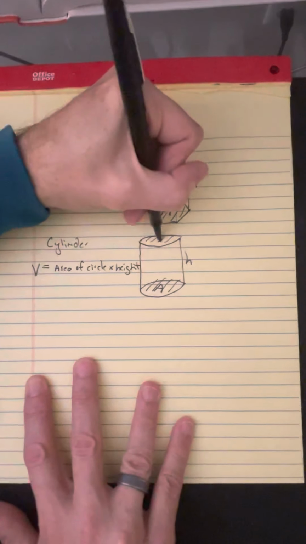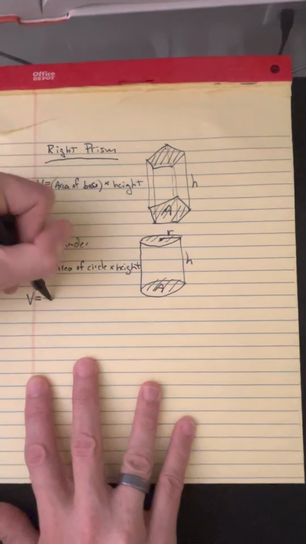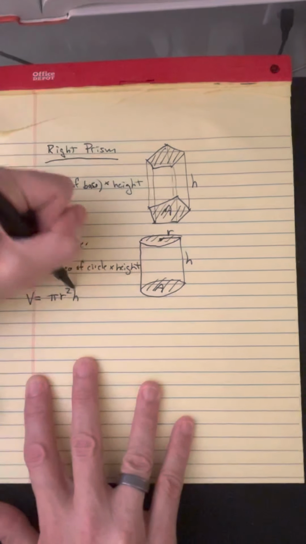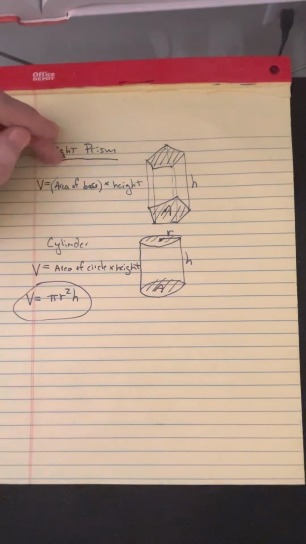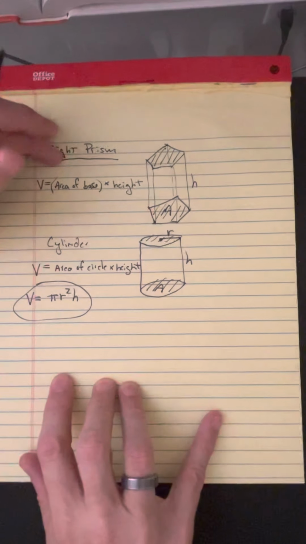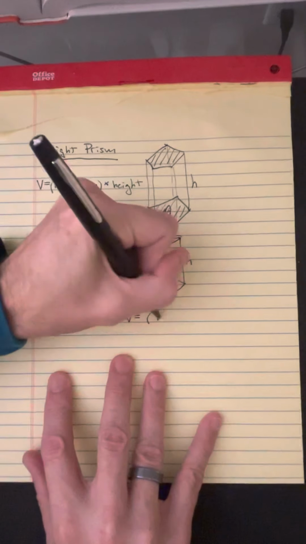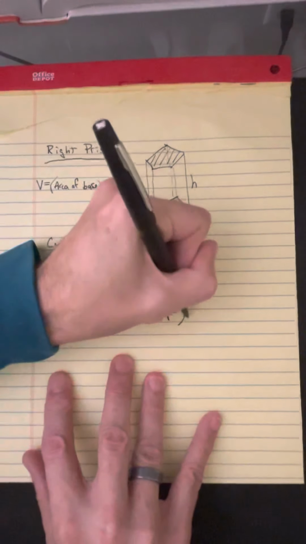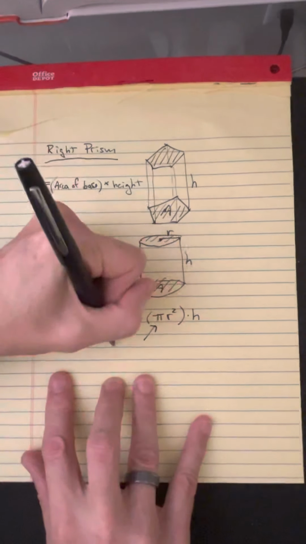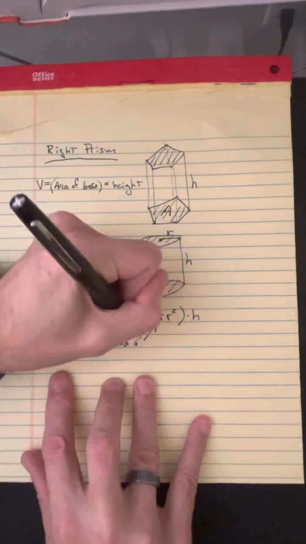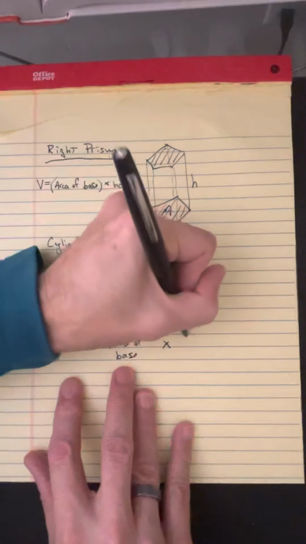But aha, if we know the radius or can figure out the radius, we can make this pi r squared h. So this is a formula you often learn, pi r squared h for a cylinder. And I say it helps to think about it this way: pi r squared times h, the area of the circle, that's the area of the base, times the height.